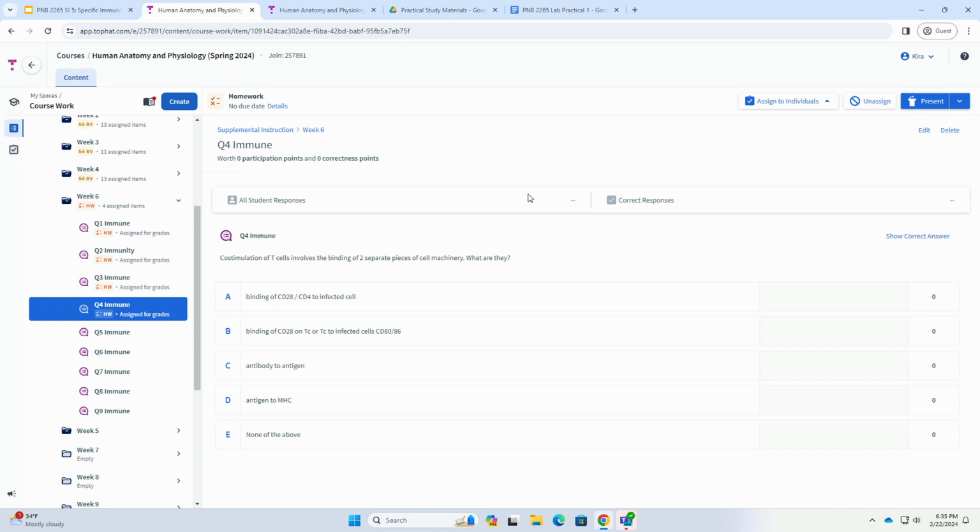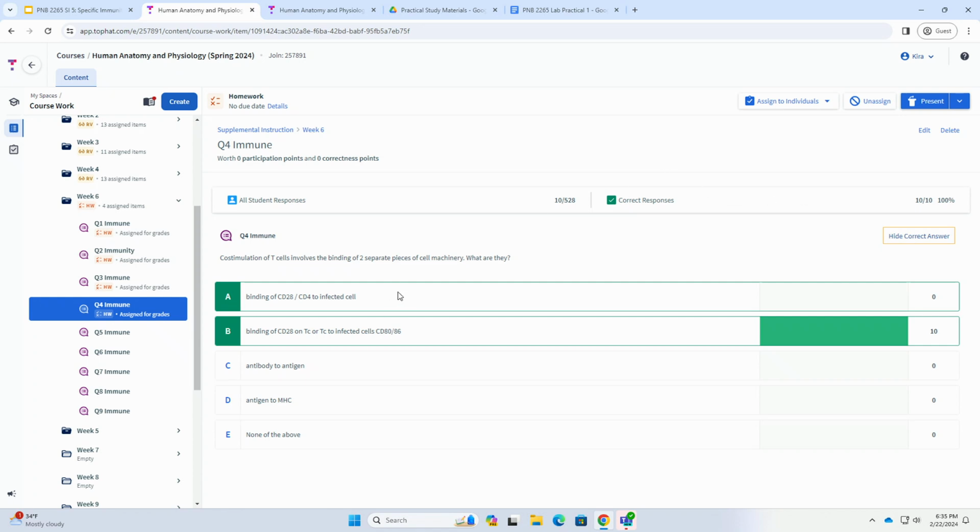Co-stimulation of T cells involves the binding of two separate pieces of cell machinery. What are they? I think that's supposed to say CD8/CD4. I was wanting you to pick the first one, but the second one is good too. So it's both binding of CD8 or CD4 to the antigen presenting cell, and then the CD28 to CD80 or 86. So I should edit that.